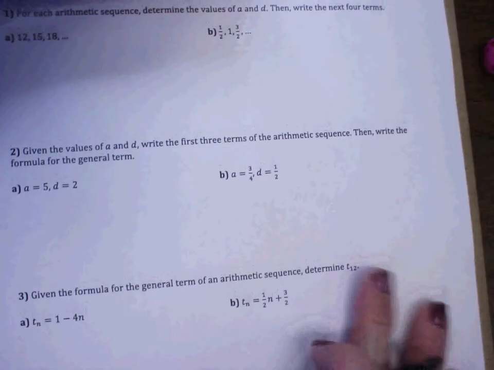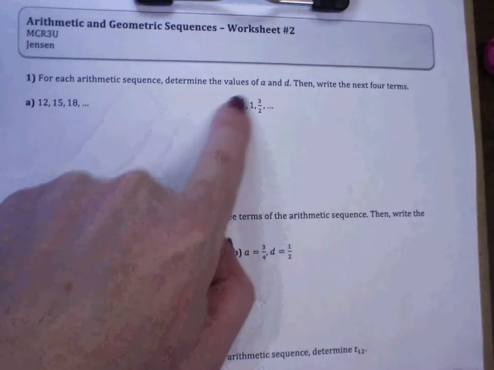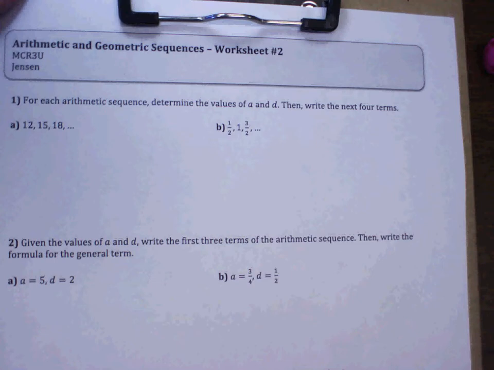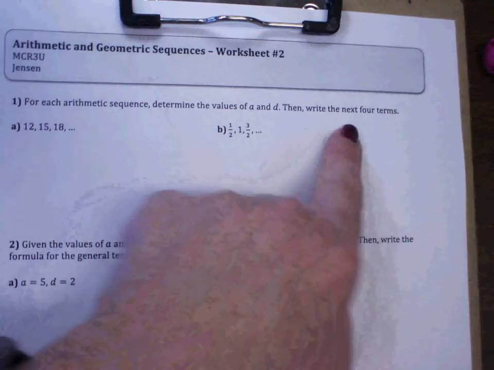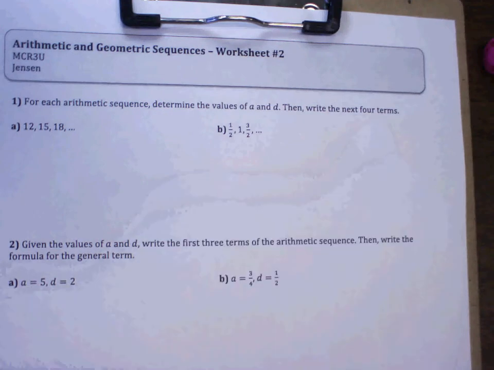Let's go to the paper that I just gave you. All right. So, for each arithmetic sequence, determine the values of A and D, and I'm going to tell you what A and D are in a second. Then write the next 4 terms, okay? So, and this is going to be in your cheat sheet.